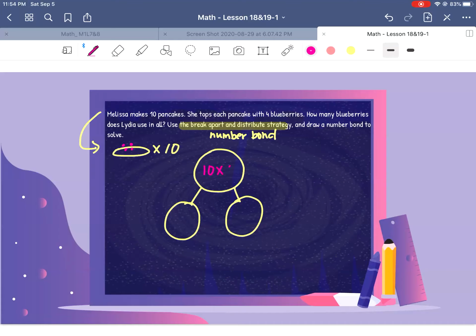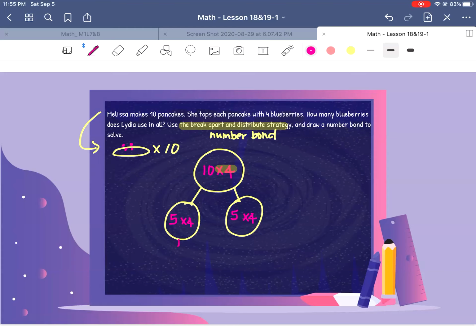So there are 10 pancakes where each one has 4 blueberries on top. Now I'm going to split this. Once again, I keep the operation the same. So in each bubble, they should all have multiplied by 4. And it's now up to me to divide however way I want to divide 10. So I'm going to split number 10 in half. So I'm going to put 5 and 5 in each one.